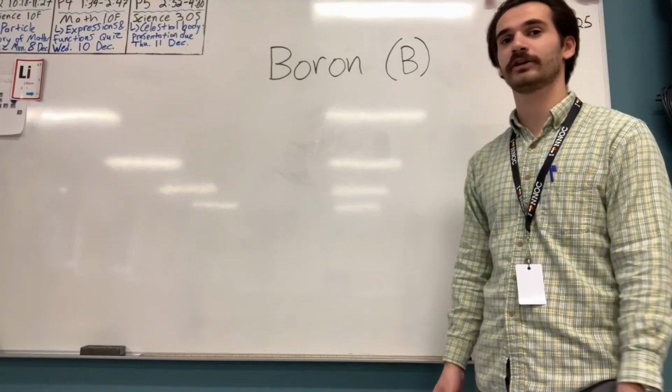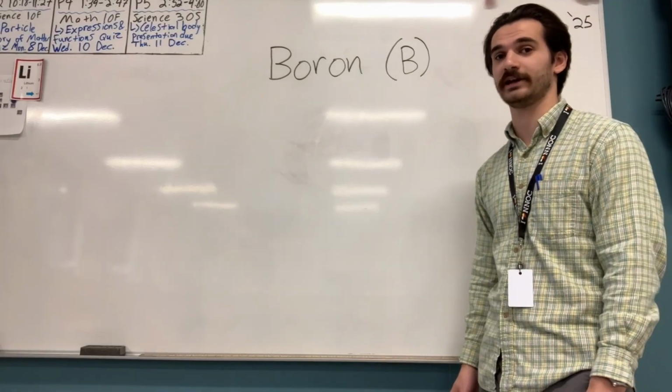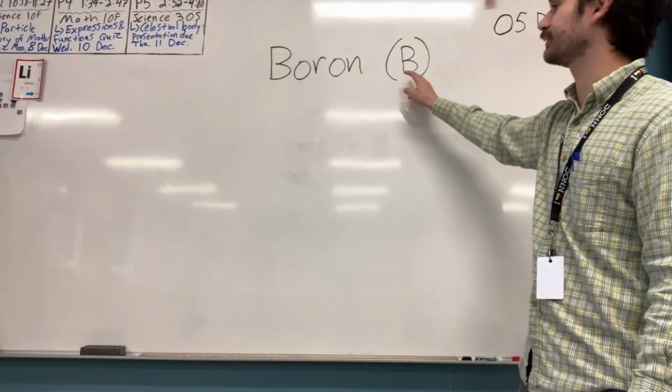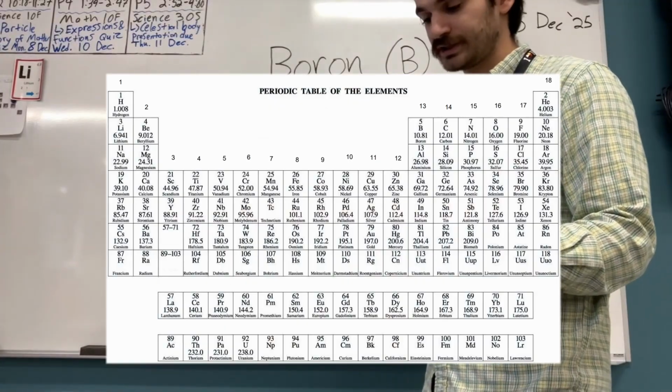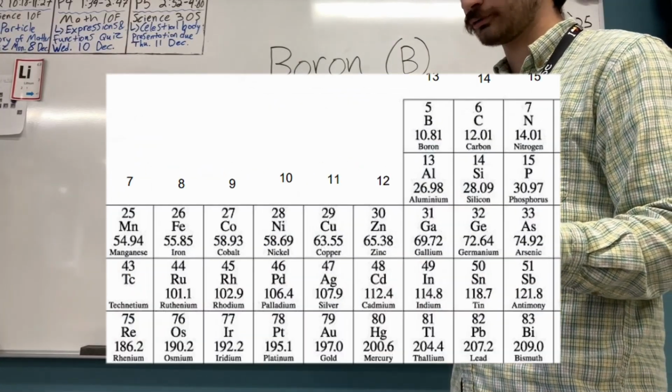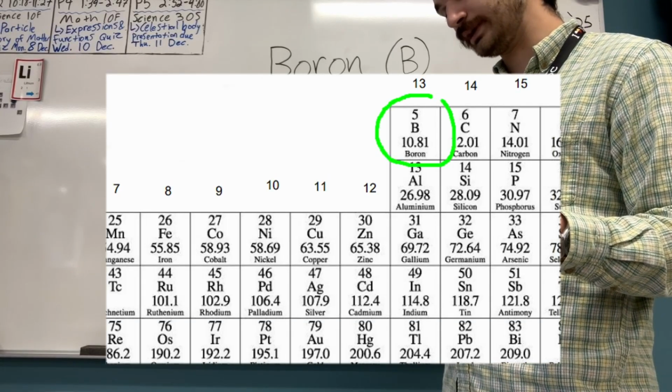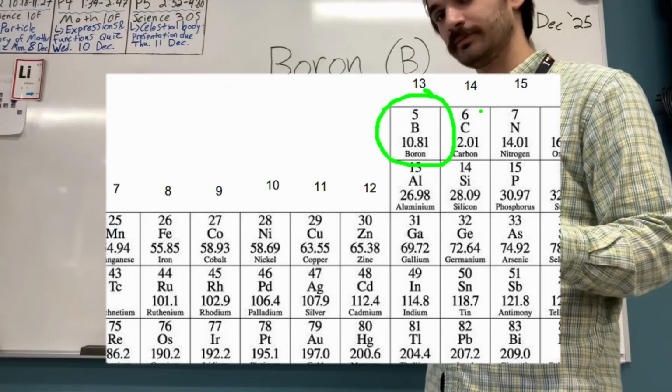Hey guys, today we're going to learn about Lewis diagrams for single atoms. So let's look at boron to begin with, the element boron, which has the symbol B. Now on the periodic table, boron is right near the middle. It's got atomic number 5, symbol B as I said, and the mass is 10.81.